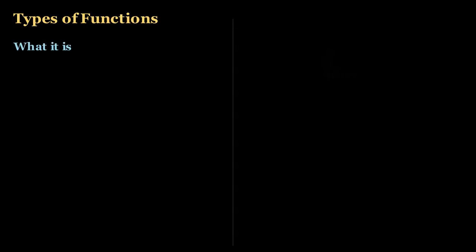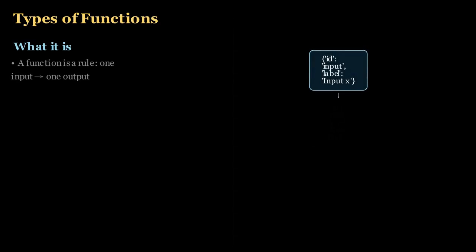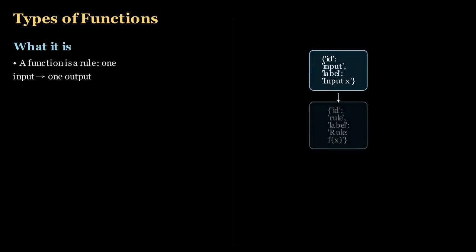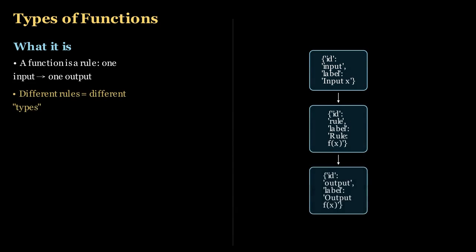We already know a function is like a machine. You feed it an input, it gives back exactly one output. But not all machines work the same way. Some double the input, some square it, some keep it the same. These different rules are what we call types of functions. We give each type a name based on the pattern it follows, like linear for a straight line rule, or quadratic for a squaring rule.